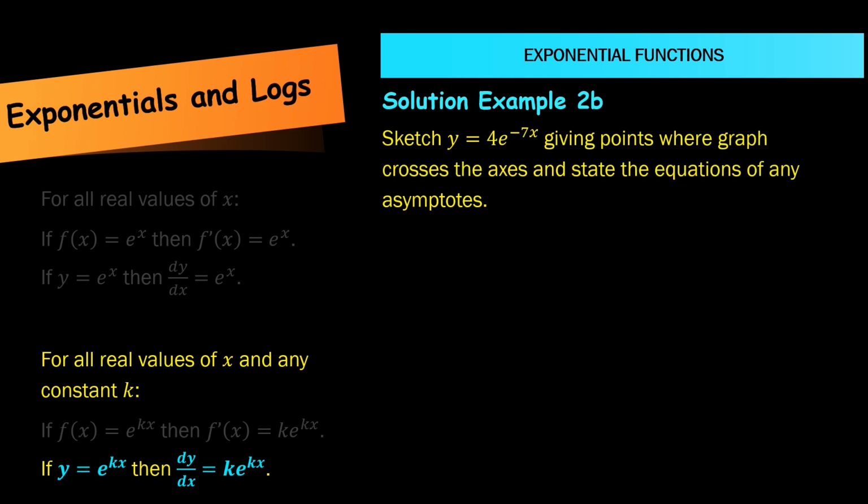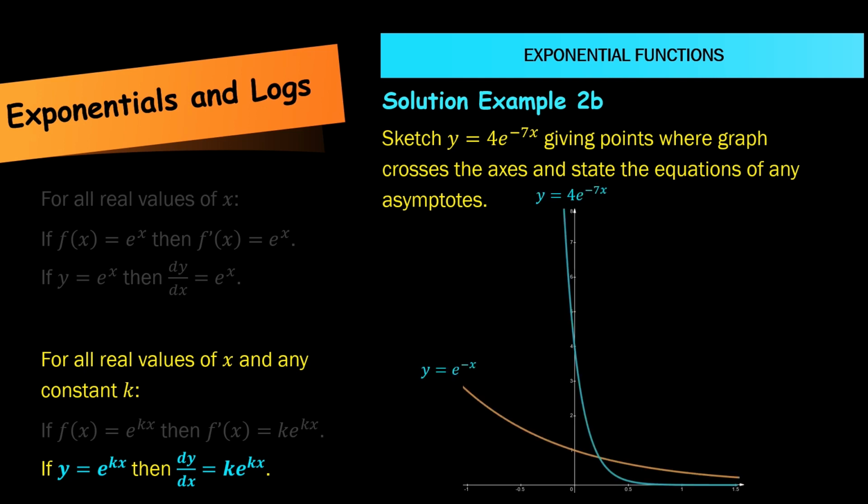Now let's solve example 2b. We are required to sketch y equals 4e to the minus 7x, giving points where the graph crosses the axes, and state the equations of any asymptotes. So here are two graphs. One is of y equals e to the minus x, and built on that is the graph of y equals 4e to the minus 7x.